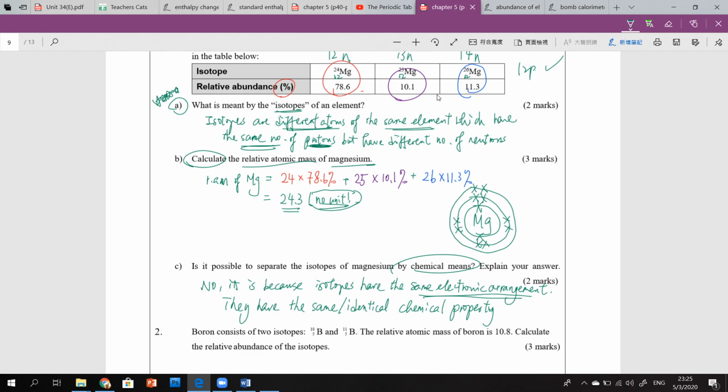A shorthand method to represent the electronic arrangement of magnesium is just by writing down 2, 8, 2. Okay, we have got the same. So they have got the same, or identical, chemical property. So that is for part C. It's an easy start. How about question 2?